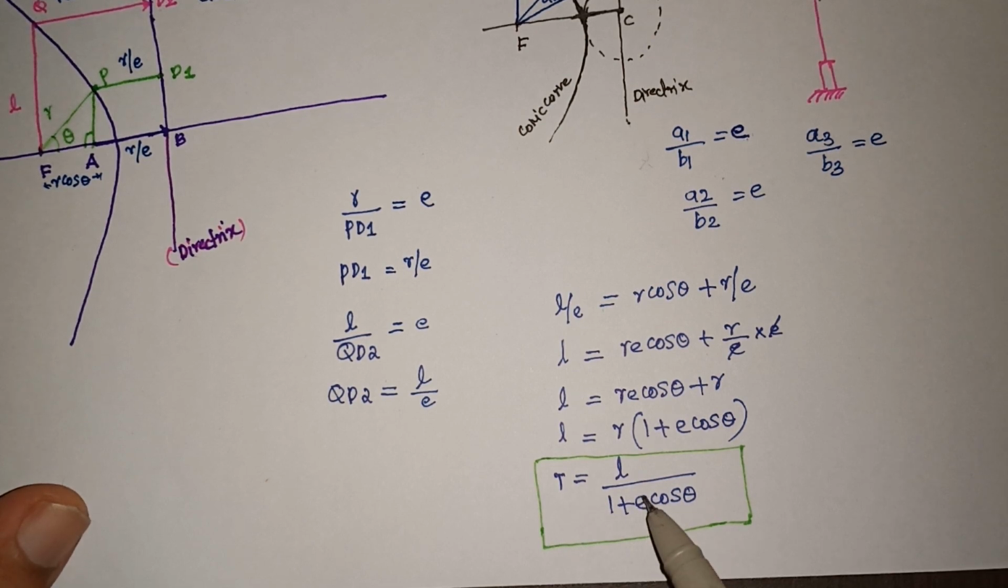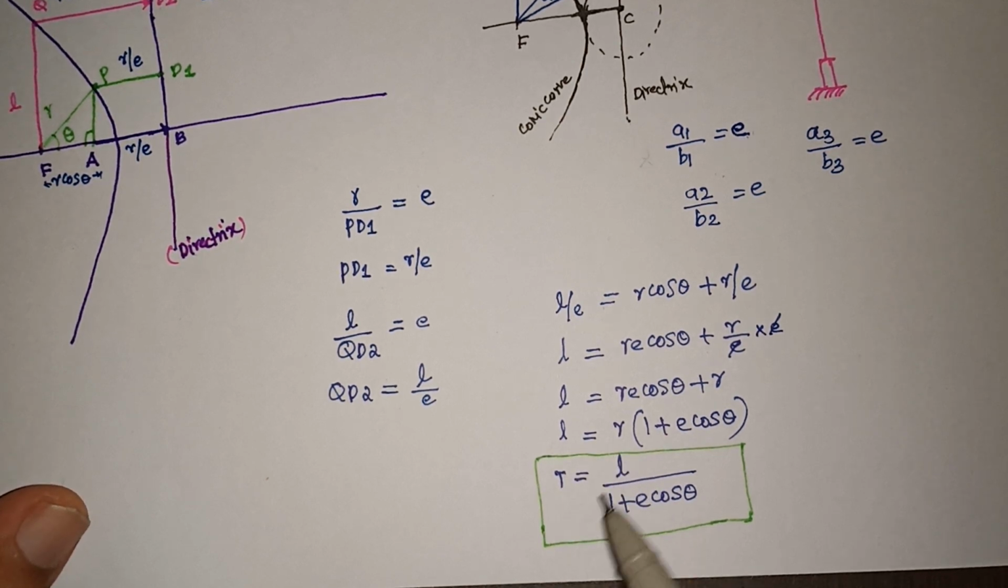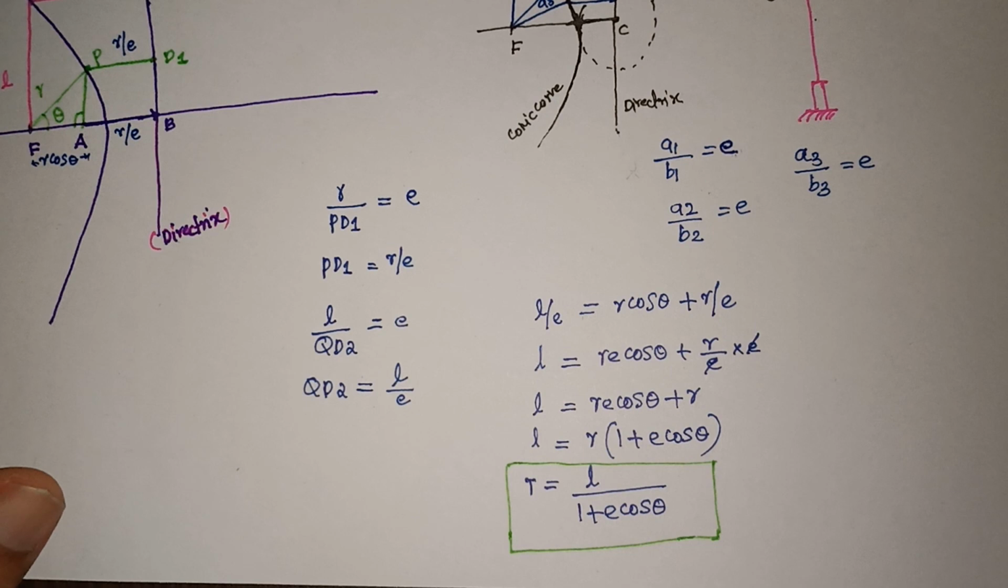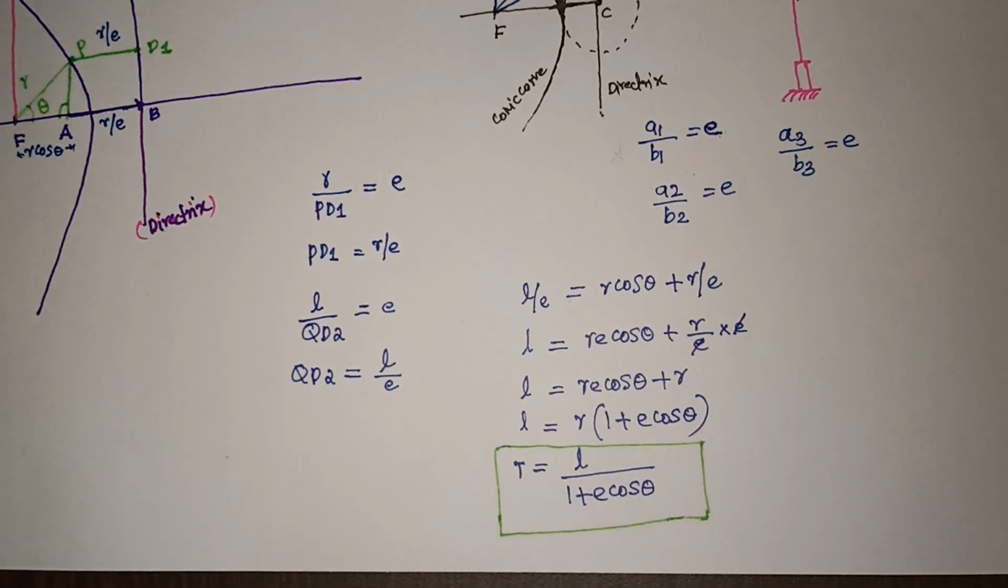If E is going to be 0, then it obeys the circle equation. R is equal to L. The radius is going to be equidistant from the center. So like that you can get different equations for different conic profiles.